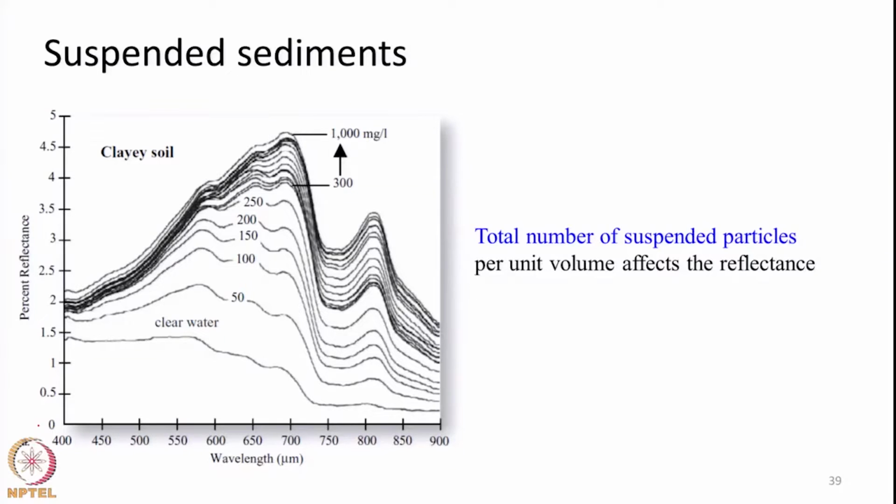In the last class we analyzed in a little detail how vegetation will influence the spectral reflectance property of water. Today we are going to start with analyzing how suspended sediments will influence the spectral reflectance property of water bodies. So, what exactly are suspended sediments? Suspended sediments are anything that is not dissolved but present within a water body.